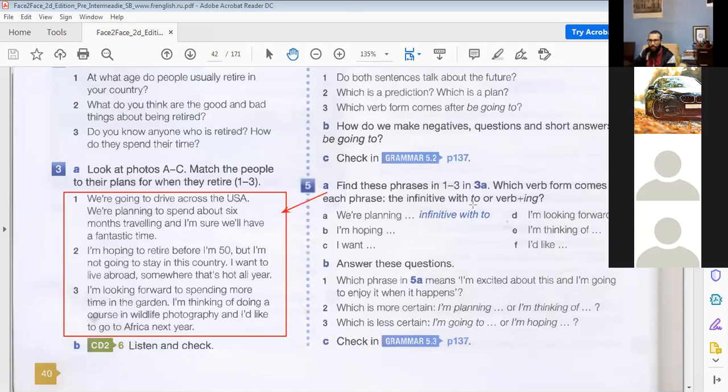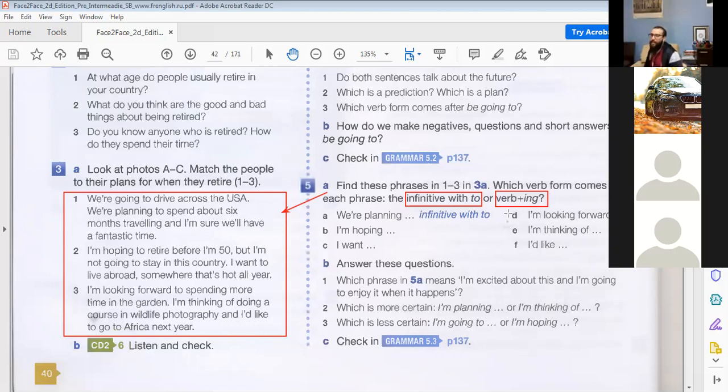The infinitive with to or verb plus ing. So you have 2 options to choose from. You can choose infinitive with to for your answer, or you can choose verb plus ing. So we actually have 6 different phrases. We have: we're planning, I'm hoping, I want, and then you have I'm looking forward to, I'm thinking of, I'd like.